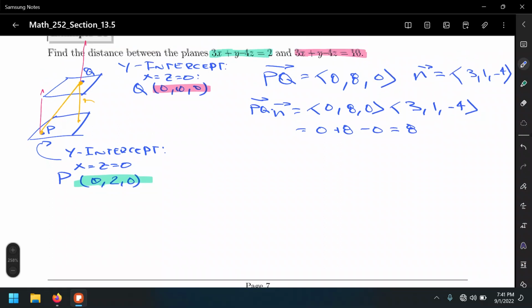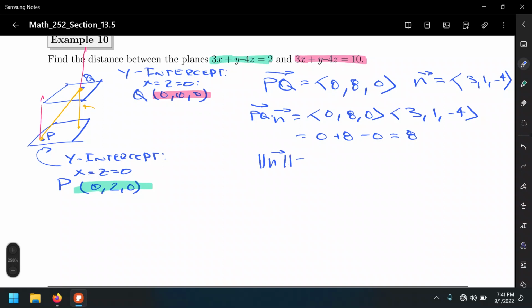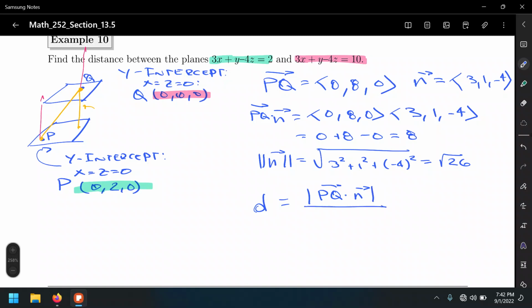And finding the magnitude of the normal vector, that's the square root of 3 squared plus 1 squared plus negative 4 squared. So that's 9 plus 1, that's 10, plus 16, is that the square root of 26? And writing this in the formula to find the magnitude of the projection, which is the distance between the two planes, that's the absolute value of the dot product. And again, we put absolute value bars in this case just to make sure that we end up with a positive quantity, and that divided by the magnitude of the normal vector, the square root of 26. Now let's put numbers. That's 8 over the square root of 26, and this is an okay answer.